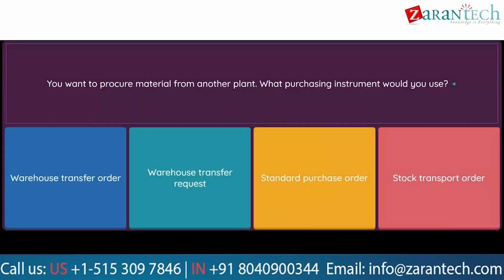Question: You want to procure material from another plant. What purchasing instrument would you use? Option 1, warehouse transfer order. Option 2, warehouse transfer request. Option 3, standard purchase order. Option 4, stock transport order.